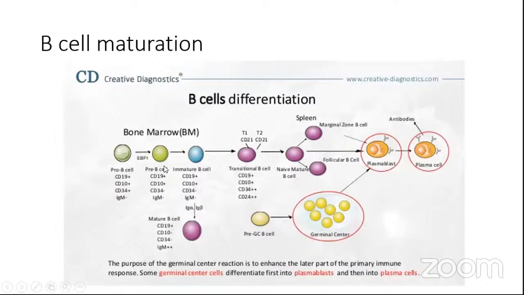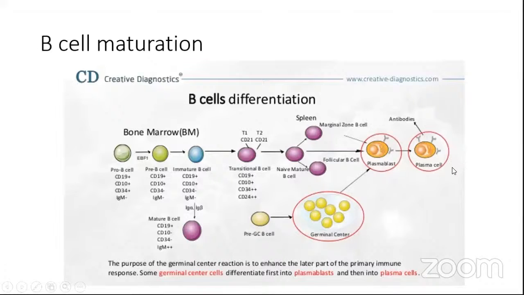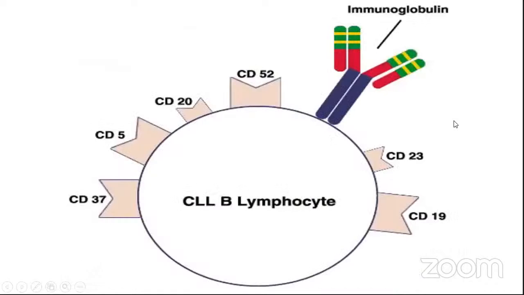The pro B cell gets converted to pre B cell, finally to mature B cell. And this transition of B cell will finally form the naive mature B cells. When they get activated, they will form the plasmablast, and the plasmablast will now mature to a plasma cell, and these plasma cells are responsible for production of antibodies. This is how B cells mature. So the main markers of B cell are CD19, CD20, and the surface immunoglobulin. These three are the main markers to identify that a cell is a B cell.